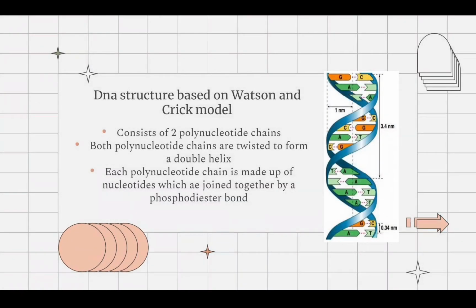DNA structure based on Watson and Crick model. It says that a DNA consists of two polynucleotide chains. Both chains are twisted to form a double helix. Each chain is made out of nucleotides which are joined together by a phosphodiester bond.